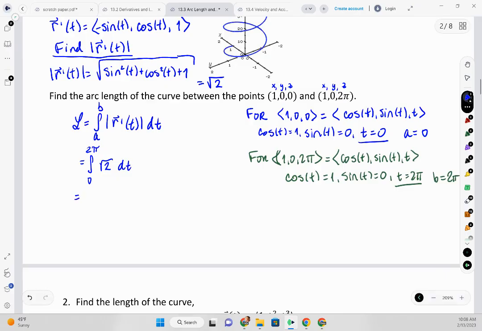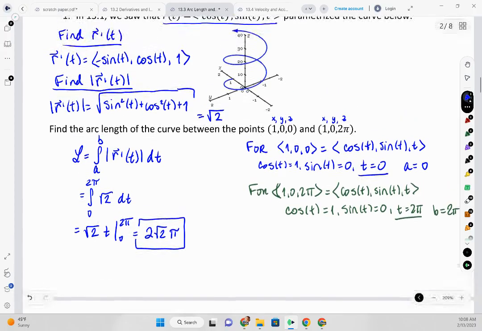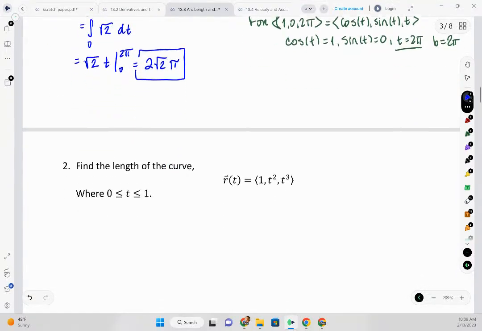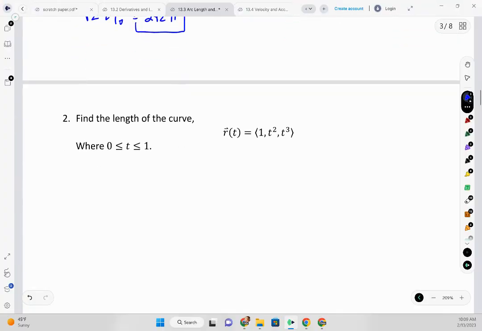So when we integrate a constant, we get the constant times t. And we're going to evaluate from 0 to 2 pi. Substituting in, we get 2 square root of 2 pi minus 0. And so the exact arc length of this helicoid from 0 to 2 pi is 2 square root 2 times pi. And that's it.